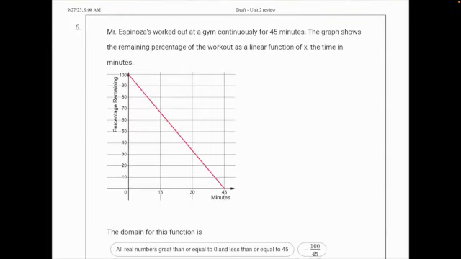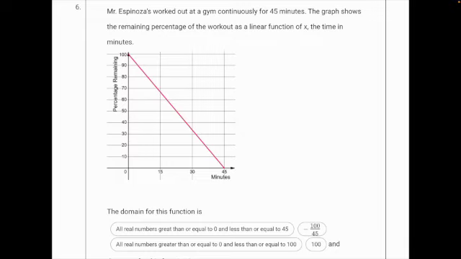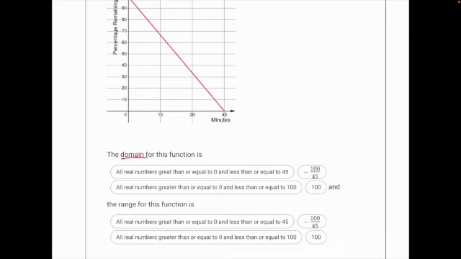Mr. Espinosa, hey, that's me. Worked out at a gym continuously for 45 minutes. The graph shows the remaining percentage of the workout is a linear function of x, where x is the time in minutes. We're looking at the domain and the range for this. Guys, domain, does that mean x or y? X, absolutely. So domain, it's asking what are my x values here?